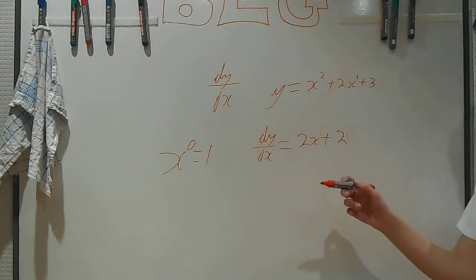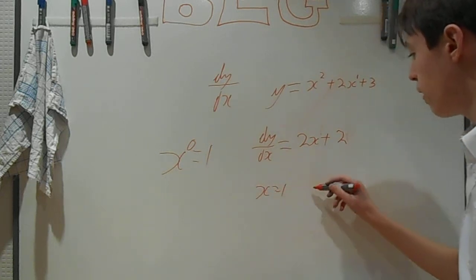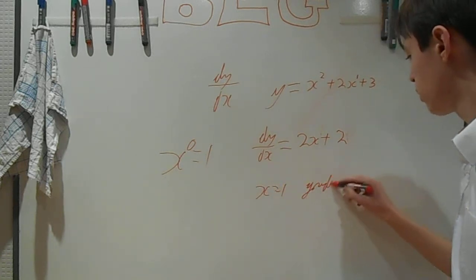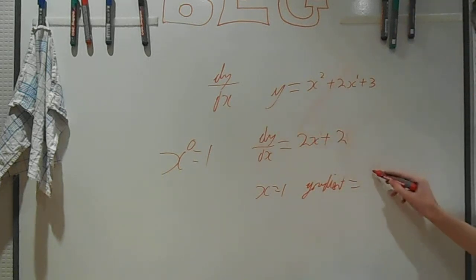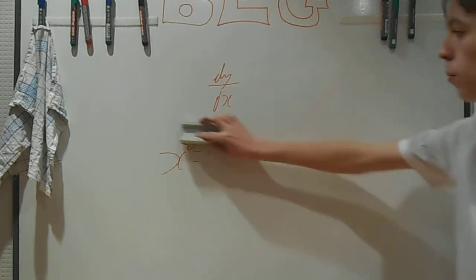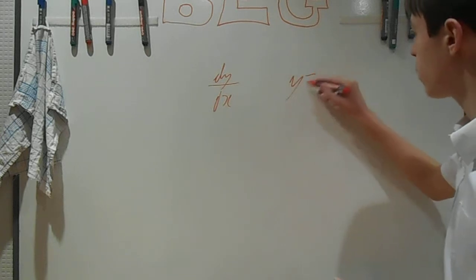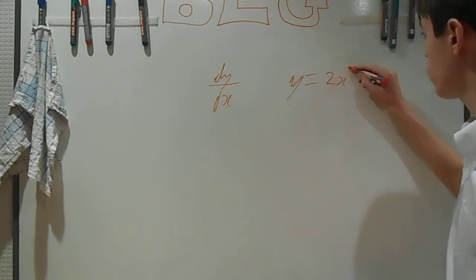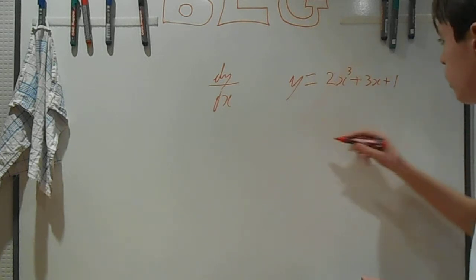So if I wanted to know the gradient of this curve at x equals 1, the gradient is equal to 2 times 1 is 2 plus 2 is 4. Okay? Let me just show you another example, and leave your answers for this one in the comments if you want. Okay? So, say we had y equals 2x cubed plus 3x plus 1.